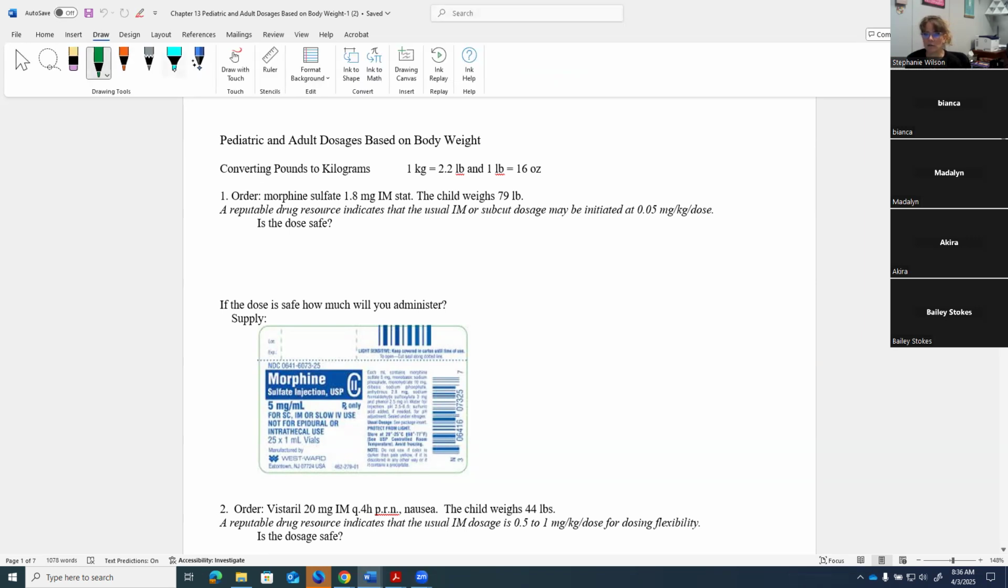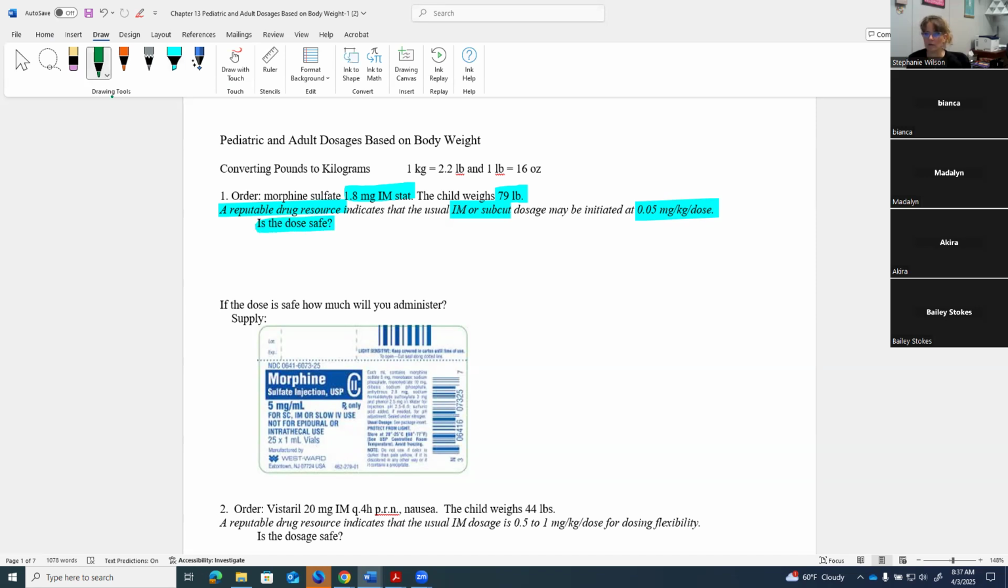All right, so we have this order. It says 1.8 milligrams intramuscular stat, and we have a patient who weighs 79 pounds. When we look at the drug reference, it could be called a recommendation; there are multiple wordings. For this specific drug, it says intramuscular or subcute, and a maximum amount of 0.05 milligrams per kilogram per dose. It wants to know, is it safe? Because if it's not safe, we cannot administer the order.